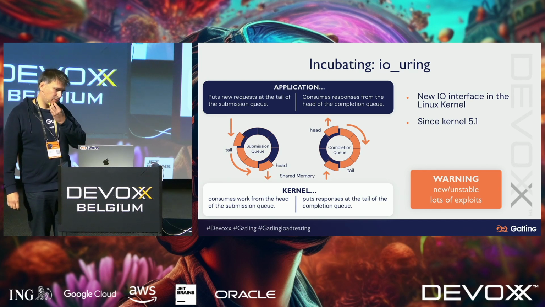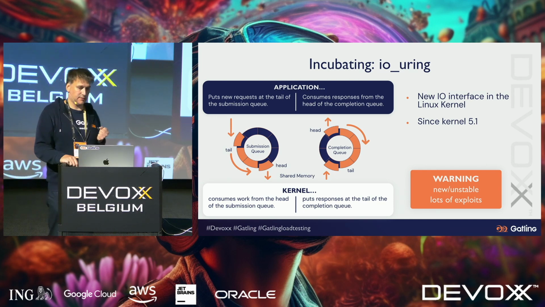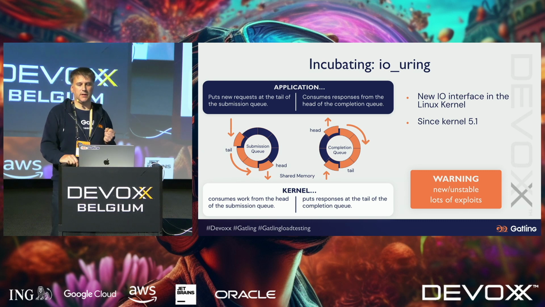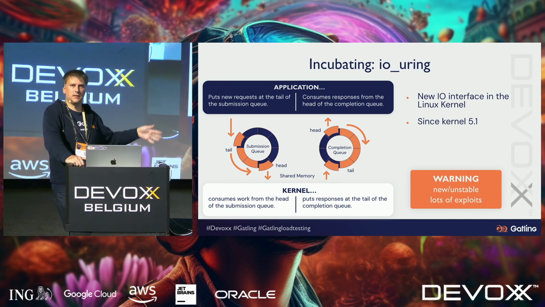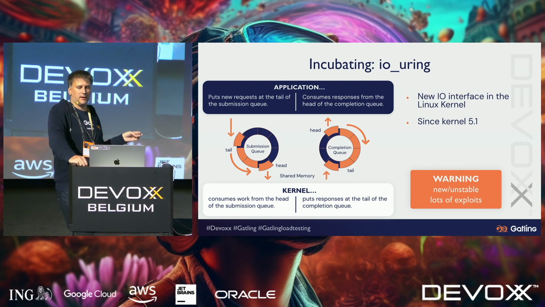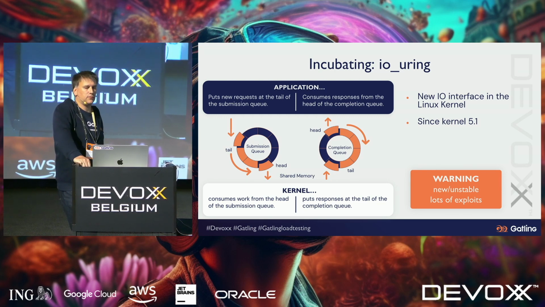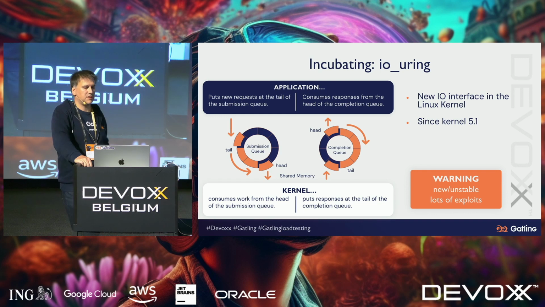Another interesting incubating project is the support for io_uring. So io_uring is a new network interface, just like epoll is one, that's been introduced in kernel 5.1, and that's been updated ever since. Originally, it was developed for files, but then it was extended to support network sockets. It's supposed to be super fast for some use cases.